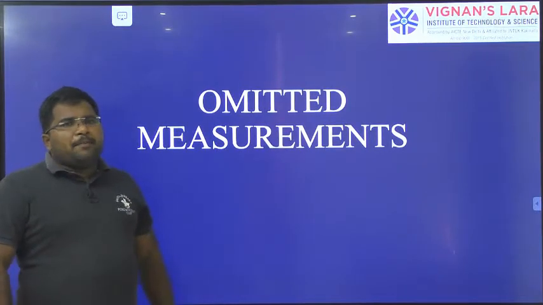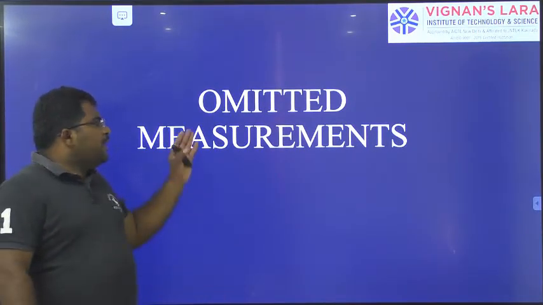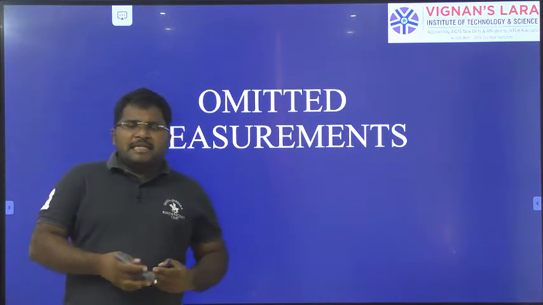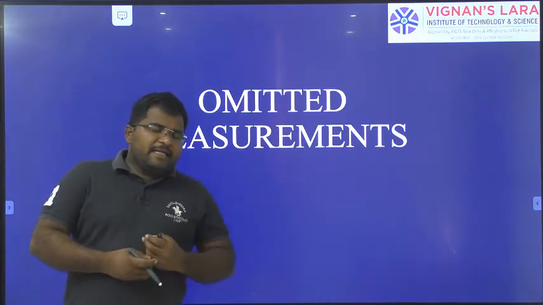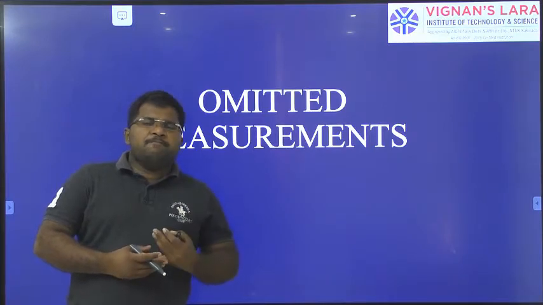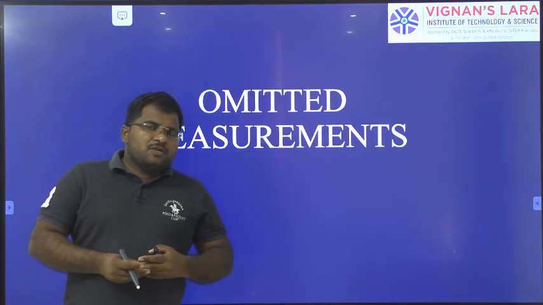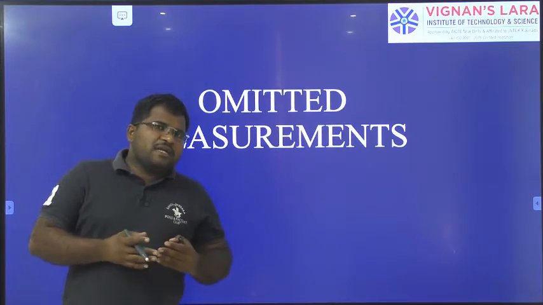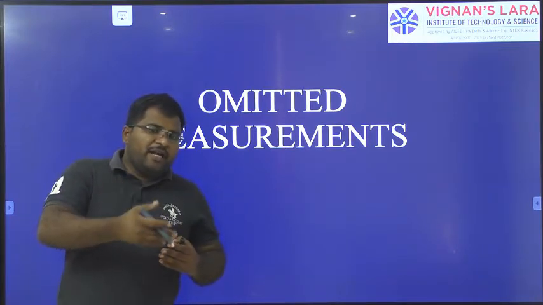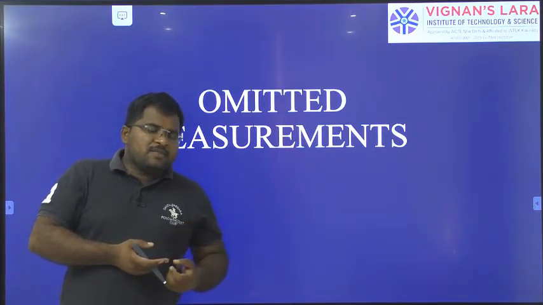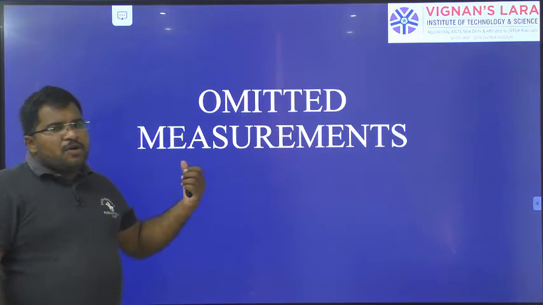So now the topic we are going to discuss is omitted measurements. Omitted means there may be some missing readings when taking the readings from the field; we are going to miss some measurements. Those are called omitted measurements. Now we have a chance to calculate those values, to find those missing values. The process of how to do this, we will see now.